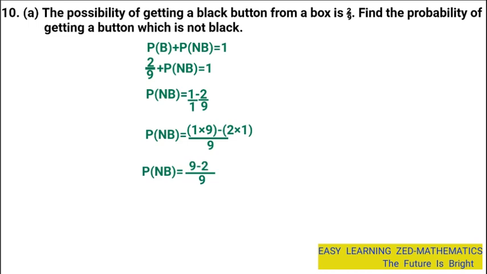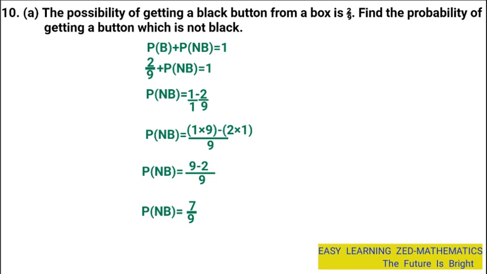Once we've done that, the next thing we write is: probability of not getting a black button is equal to, then over 9, we write the denominator because 9 will be maintained, then we subtract: 9 minus 2 gives us 7. So the probability of getting a button which is not black is 7 over 9. That is the probability of getting a button which is not black.